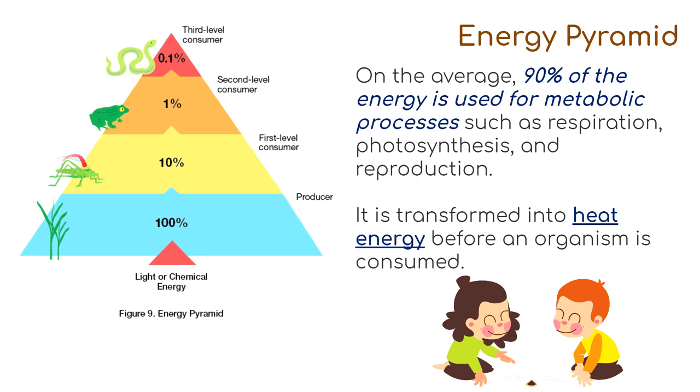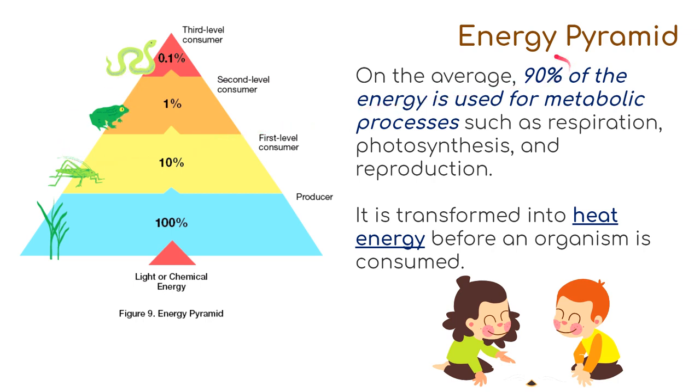So 90% of all the food that the grasshopper eats goes into its own body for growth, for metabolic processes, and for reproduction. Out of all the energy that the frog eats, it uses 90% of that. Only 10% is stored in its body. The 90% are used for swimming, for digestion, for respiration, for reproduction.